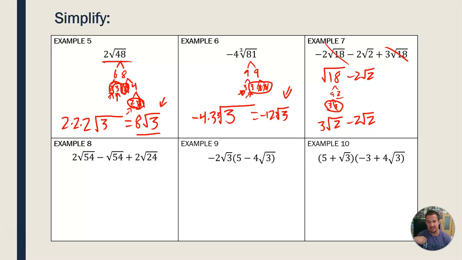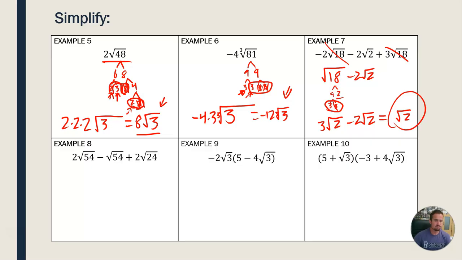I have the same radicand underneath each of these square roots. So 3 square root of 2 minus 2 square root of 2 is going to be 1 square root of 2, or just square root of 2. That is my final simplified answer. So 2 square root of 18 minus 2 square root of 2 plus 3 square root of 18 all simplifies down to the square root of 2.